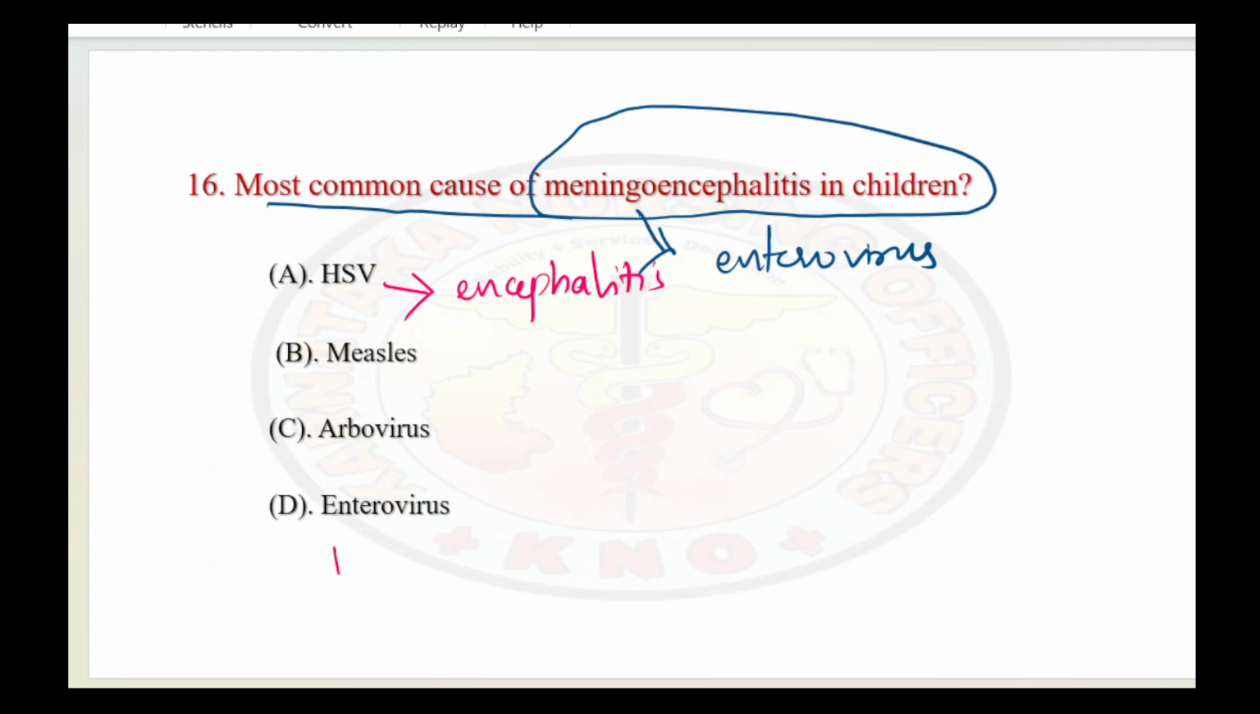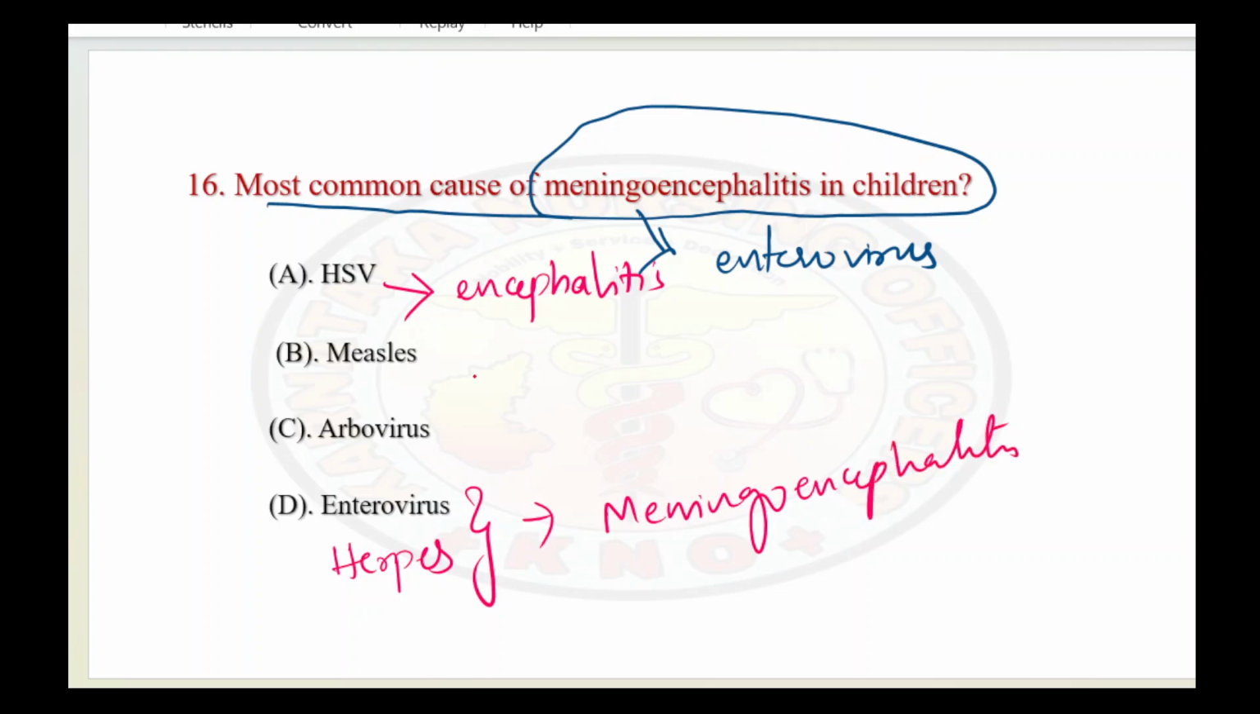Enterovirus and herpes, these two are going to cause meningoencephalitis, not arbovirus or measles. Okay. So the right option here is enterovirus, option D.